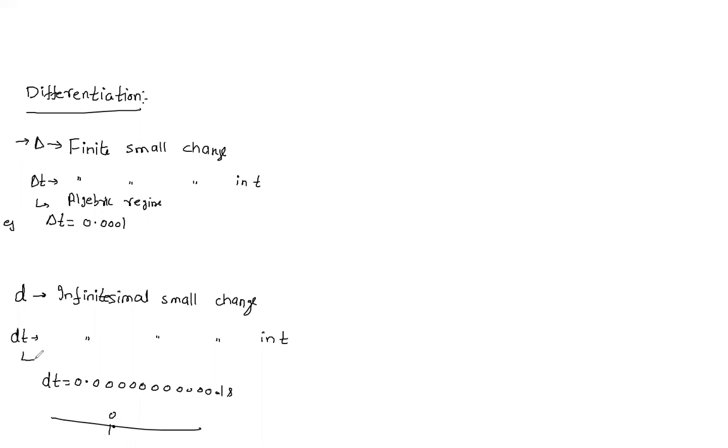And whenever you have d in your equation, that means you are in calculus. You have to use differentiation or integration. So these are two types of changes. Delta means finite change and d means infinitesimal small change.